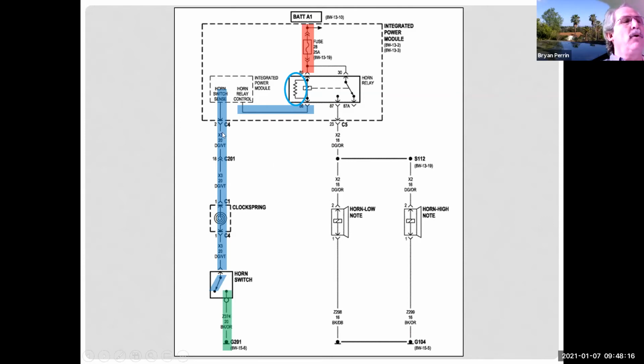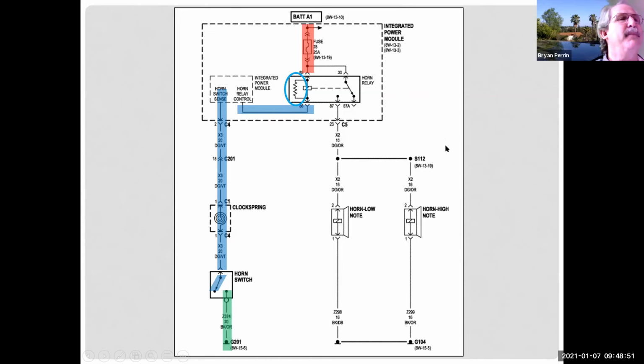If the module has good power and ground, and I apply ground here, and the module doesn't put ground here to energize the relay, guess what? The module's bad. Modules are always tested by exclusion. We prove everything else is good, ergo the module's bad. So if the module has power and is getting the correct input, but is not giving us the correct output, then the module has to be bad. So you got it right. Yeah, jump 30 to 87 and you hear the horns make noise. You don't need to buy horns.